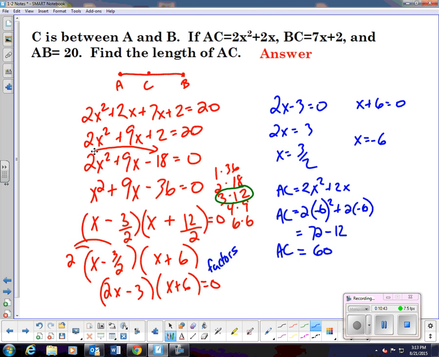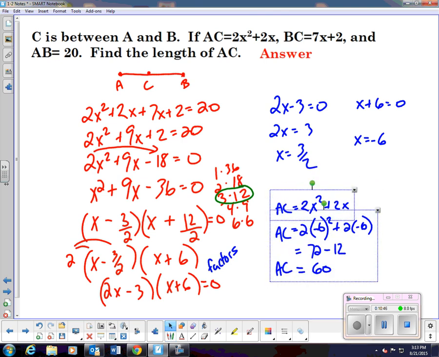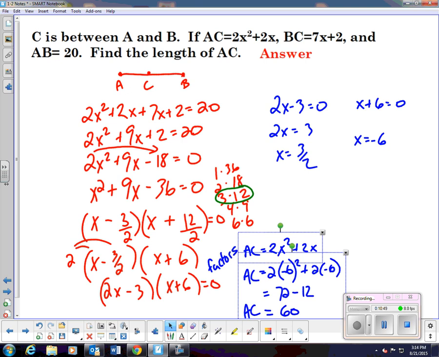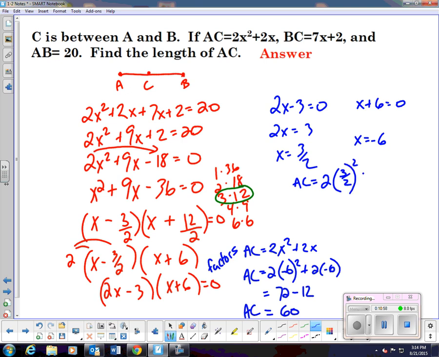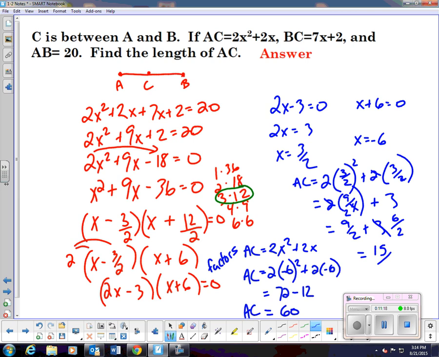Let's try it again. So AC equals 2 times 3 over 2 squared plus 2 times 3 over 2. So that's going to be 2 times 9 over 4 plus 3. That cancels with that, so it'd be a 2. So that's 9 over 2 plus 3. And you know what? Let's take that 3 and make it 6 over 2. That's the same thing as 3. And so that's going to be 15 over 2. Well, AC can equal 60 and it can also equal 15 over 2.